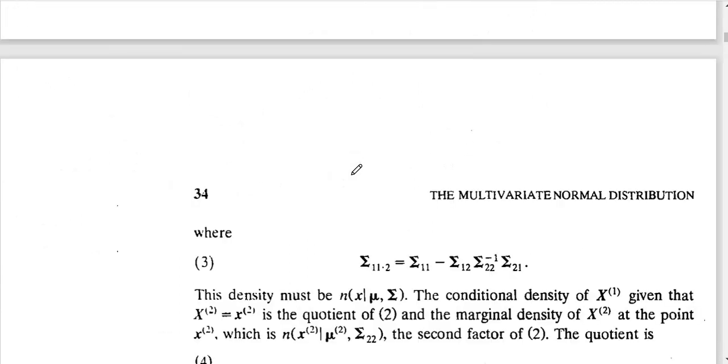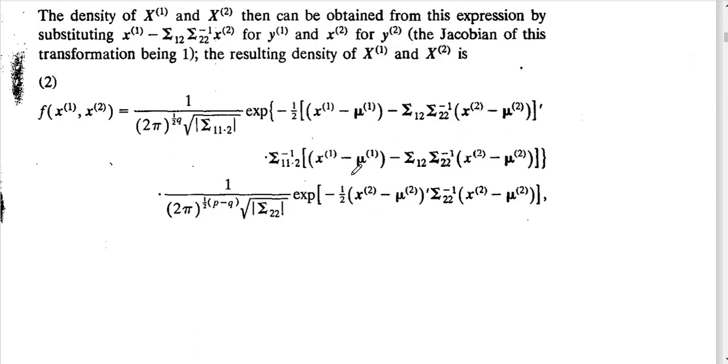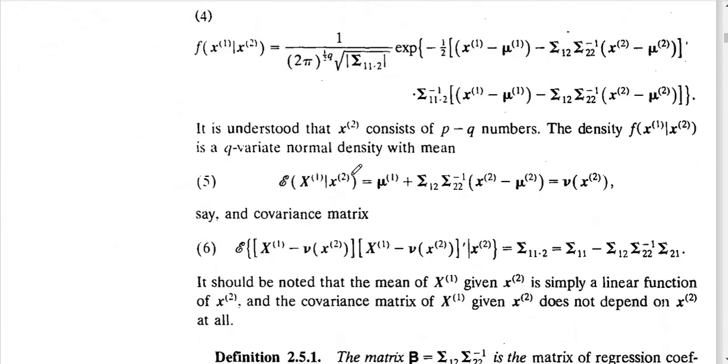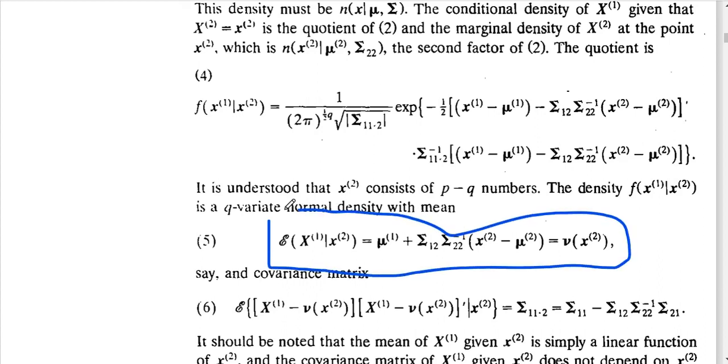Oh, here we get the formula. See, this is the formula for the conditional distribution for finding the mu vector. For the mu vector this is the formula. For the sigma matrix this is the formula. We can discuss it with examples.